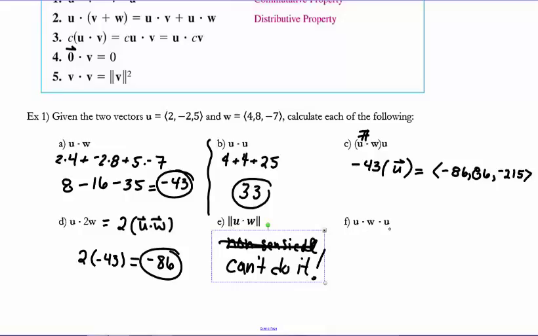What about u dot w dot u? Can I do negative 43 dotted with u? Can I dot a scalar with a vector? No, I cannot do that. So this also is a can't do it situation. Again, I may have people argue with me and say, if this is just a dot and it's really a times sign, can't you just multiply negative 43 times u? No. I would argue back that you cannot do that, because if this is one operator meaning a dot, then this operator has to mean dot also, which means we're implying vectors. And if I don't have vectors, I'm done. So can't do that one, can't do the other one.